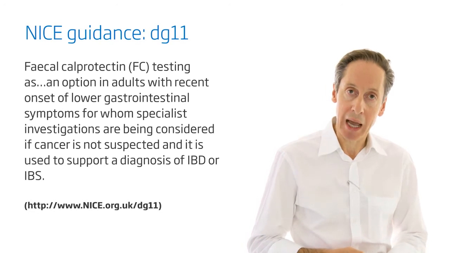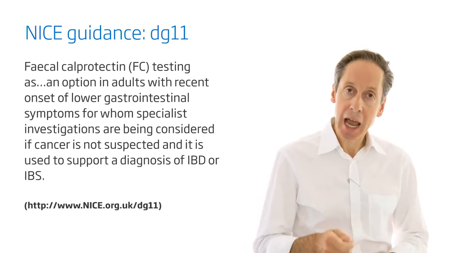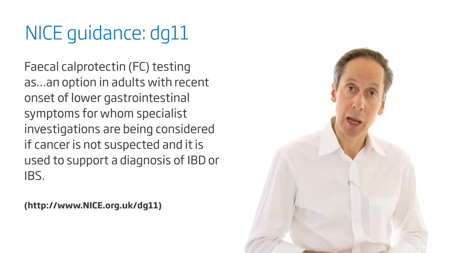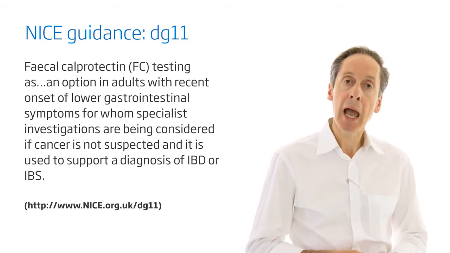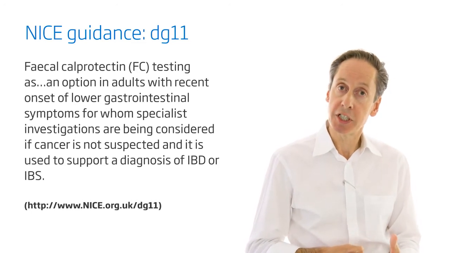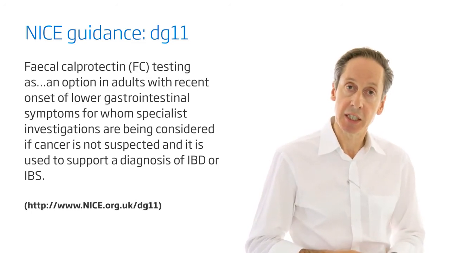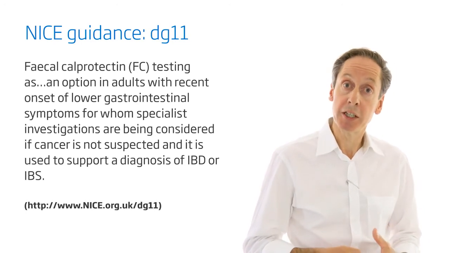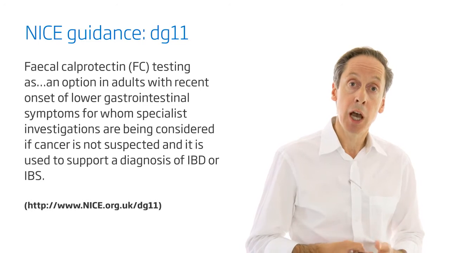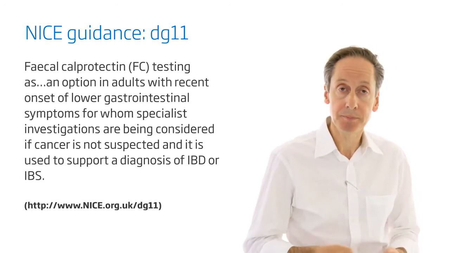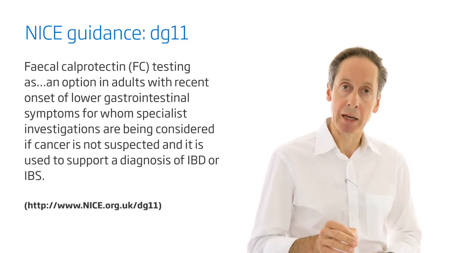Faecal calprotectin has a very high negative predictive value. It's a great rule-out test. The standard cutoff for faecal calprotectin is 50 micrograms per gram. And if a symptomatic patient, a patient with lower gastrointestinal symptoms, has a calprotectin less than 50, they and their doctor can be extremely confident that they have a functional disorder, an irritable bowel syndrome. So it's a great rule-out test.